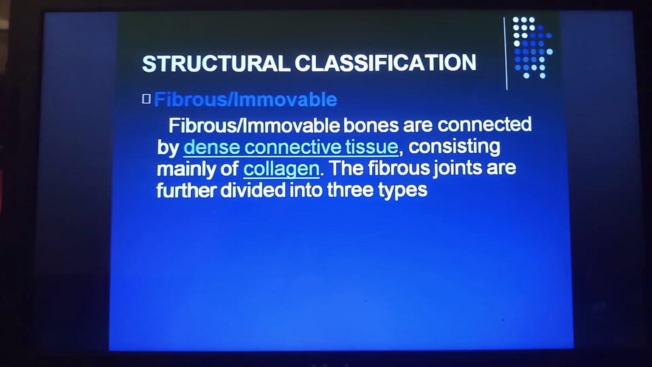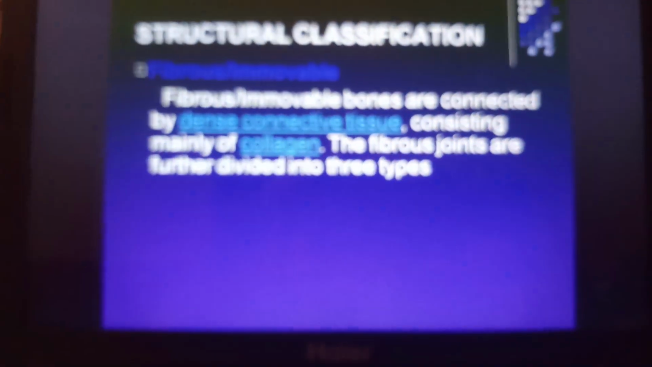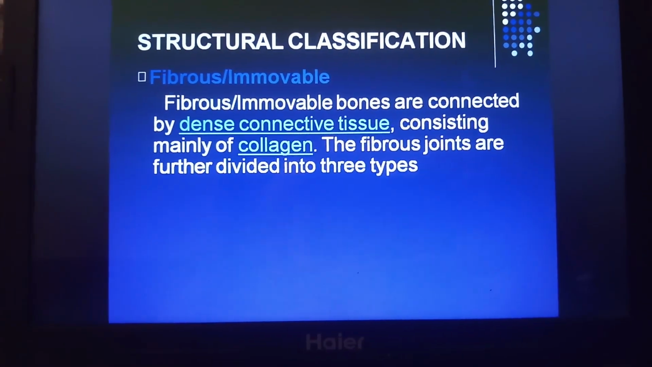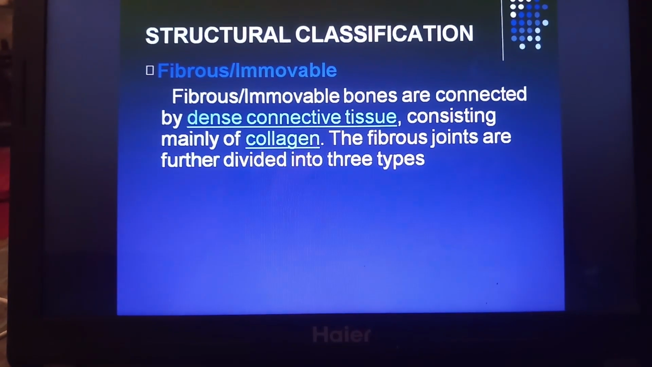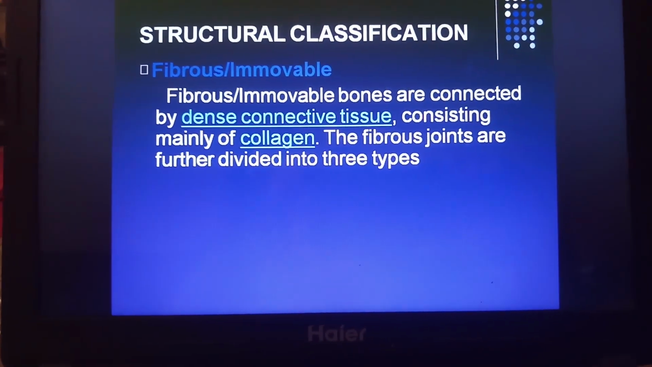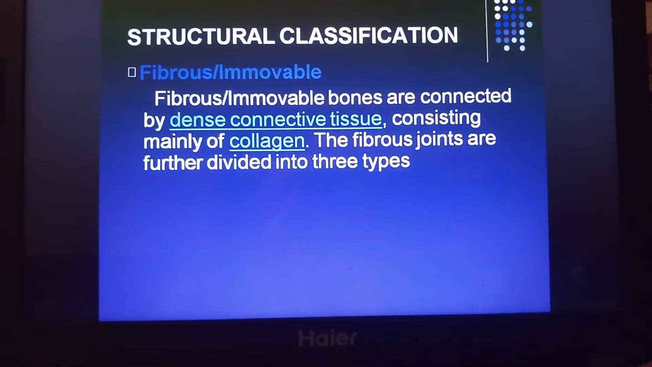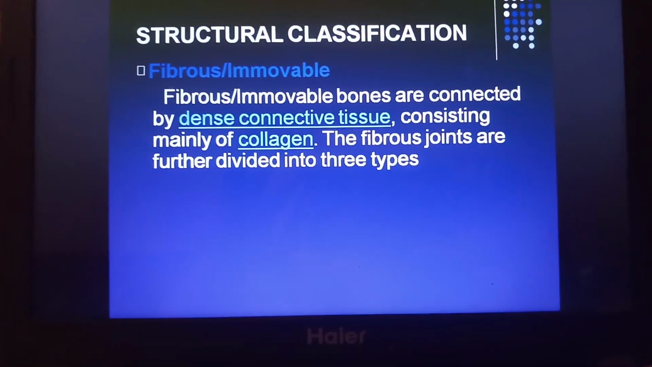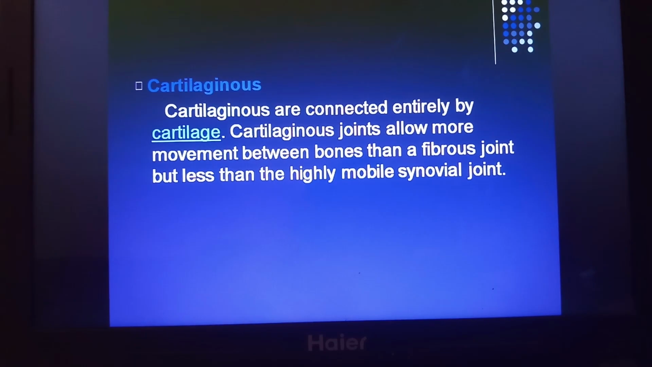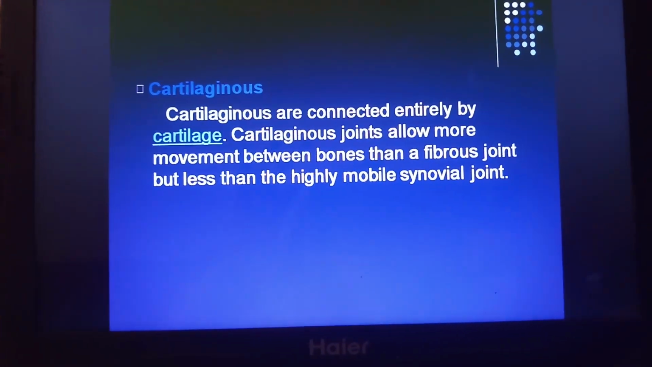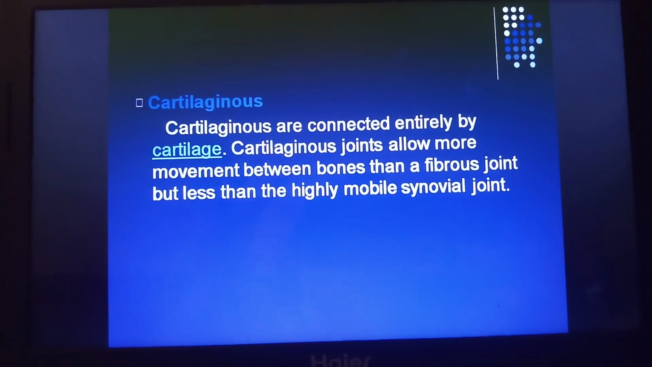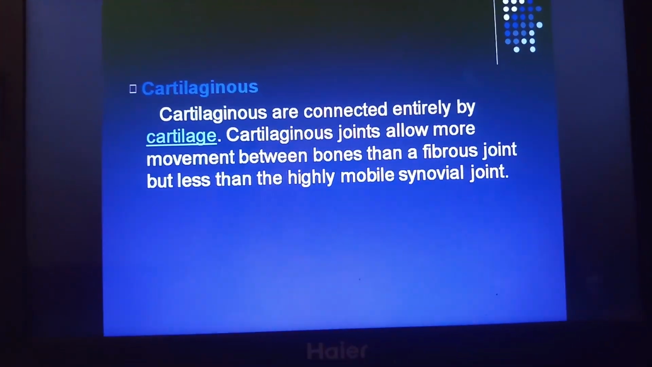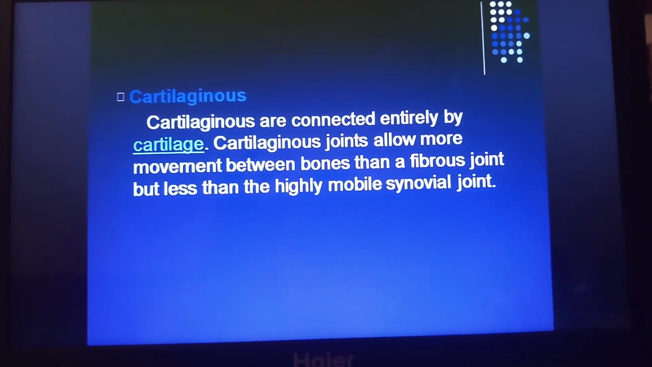Now we will discuss them one by one. First of all, we will discuss the fibrous joints, which are also known as the immovable joints. Fibrous, as the name indicates, here the two bones are connected by dense connective tissue, mainly collagen. What is collagen? You know about it. This is the most abundant protein in the body. And the fibrous joints are further divided into three types. As we told you, what were the three types of fibrous joints? Sutures, gomphoses, and syndesmosis. Yes, recall them.